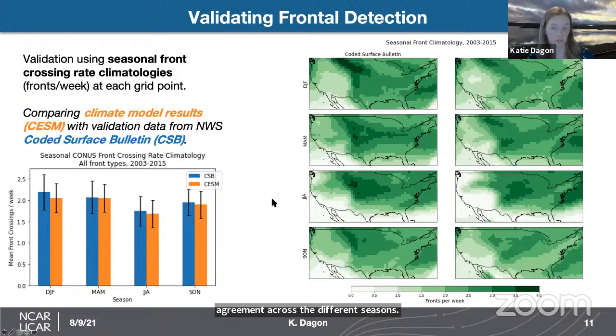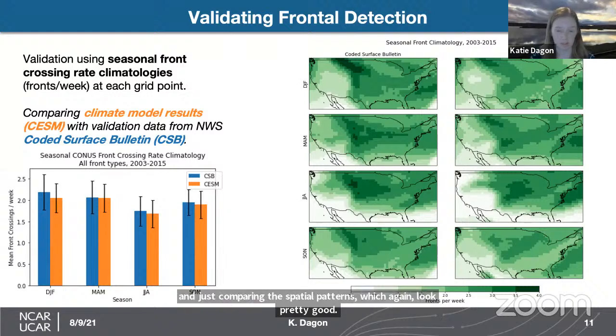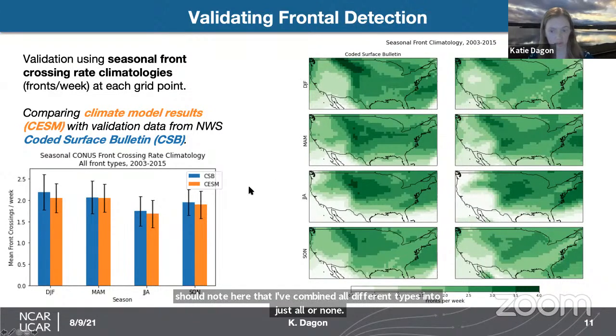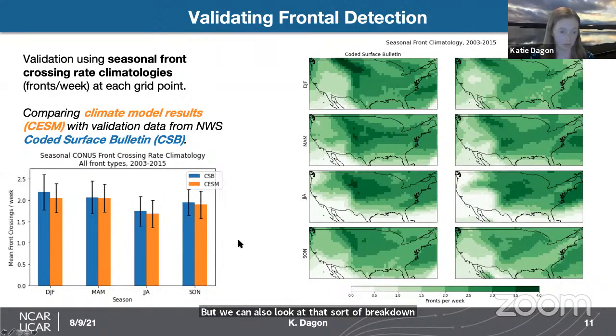We can also look at this spatially. So again, this is taking a step back and not doing a spatial average, but looking at the contiguous United States and just comparing the spatial patterns, which again look pretty good. I should note here that I've combined all the front types into just all or none, but we can also look at the breakdown by front type.